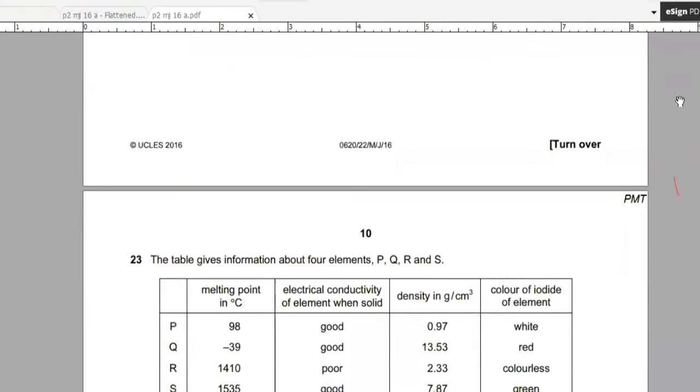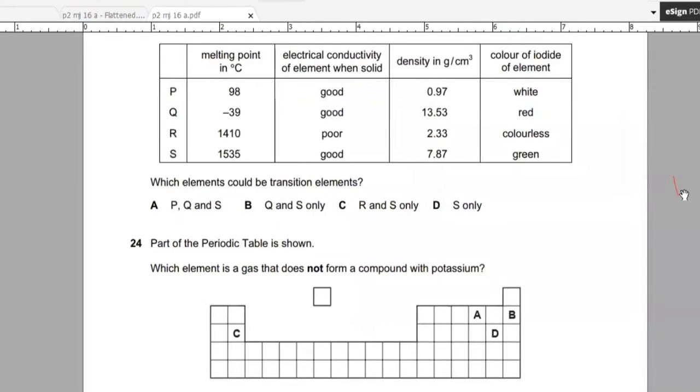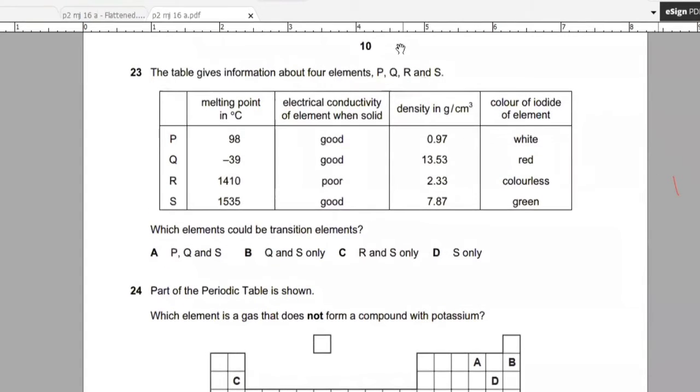Okay, 23. The table gives information about 4 elements P, Q, R, S. Which element could be a transition element? So remember, transition elements lie in the D block. D block elements are transition elements, in the middle of the periodic table. Transition metals are basically hard.